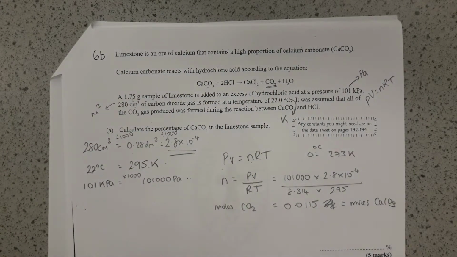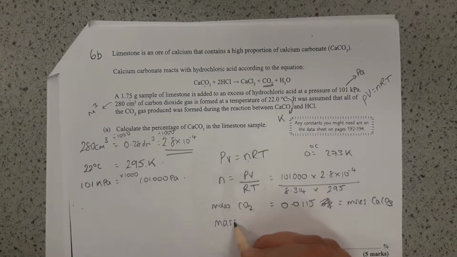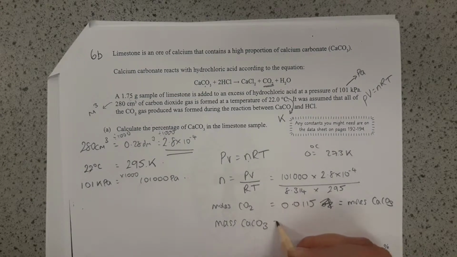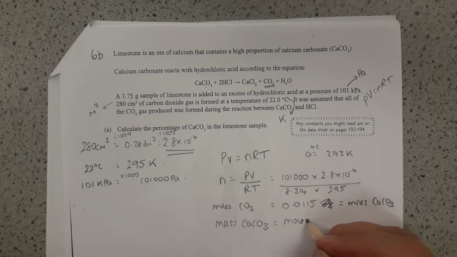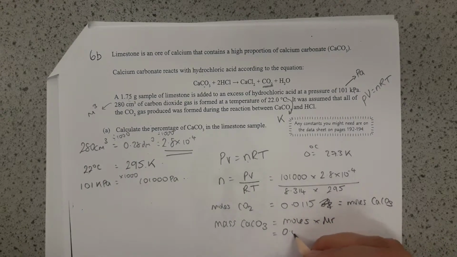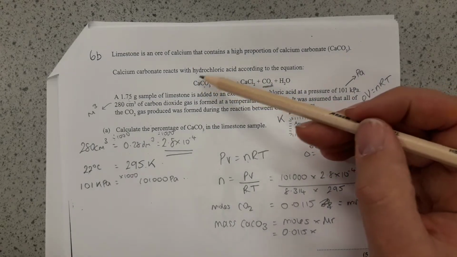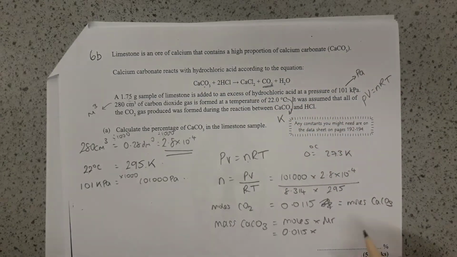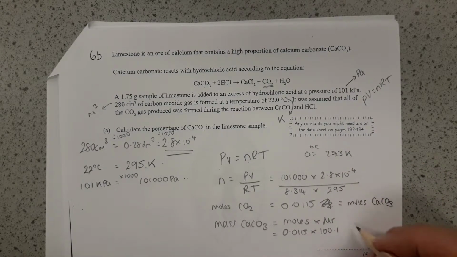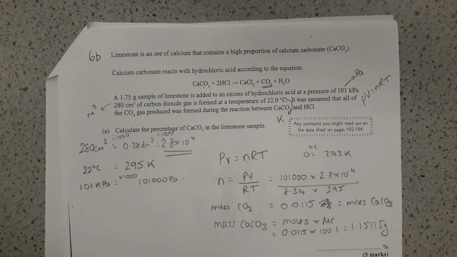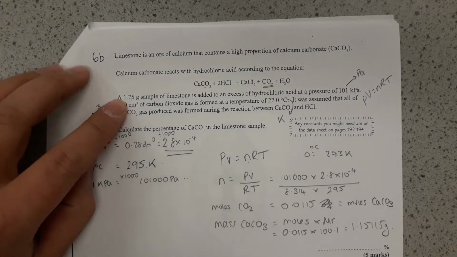So using that value now, I can work out the mass of calcium carbonate that was present in the sample, because mass is moles times by molar mass. We've worked out the moles, 0.0115. The molar mass of calcium carbonate, 40.1 plus 12 plus 3 16s at 48 is 100.1. That gives me then 1.15 grams. So this is where this value now comes into play.